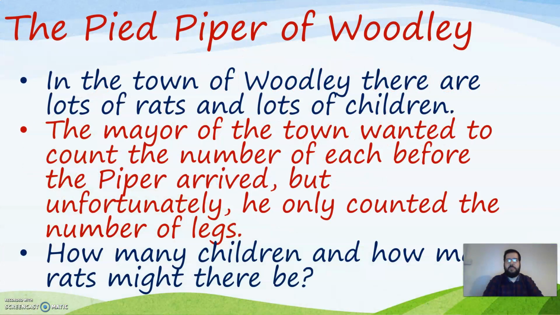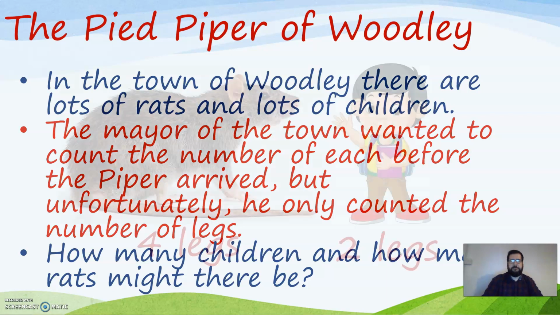So, the Pied Piper of Woodley. In the town of Woodley, there are lots of rats and lots of children. They both smell exactly the same, but they are different. The mayor of the town wanted to count the number of each before the piper arrived, but unfortunately he only counted the number of legs. So rather than counting how many children there were and how many rats there were, he literally looked at the number of legs and counted those. How many children and how many rats might there be? So our investigation is trying to figure out from the number of legs he's counted, how many rats that could be and how many children that could be.